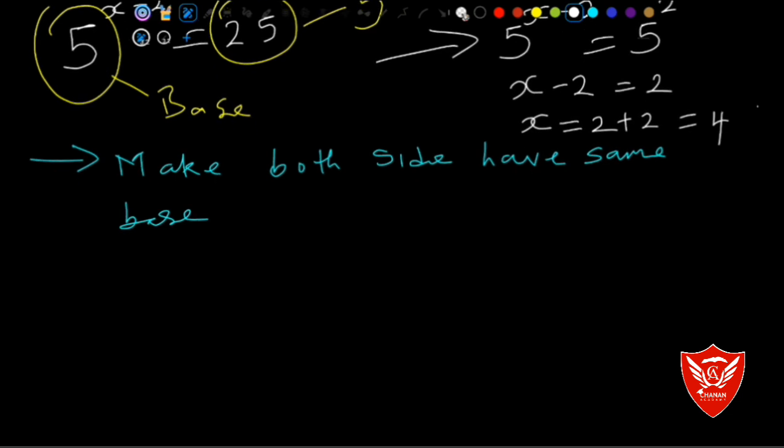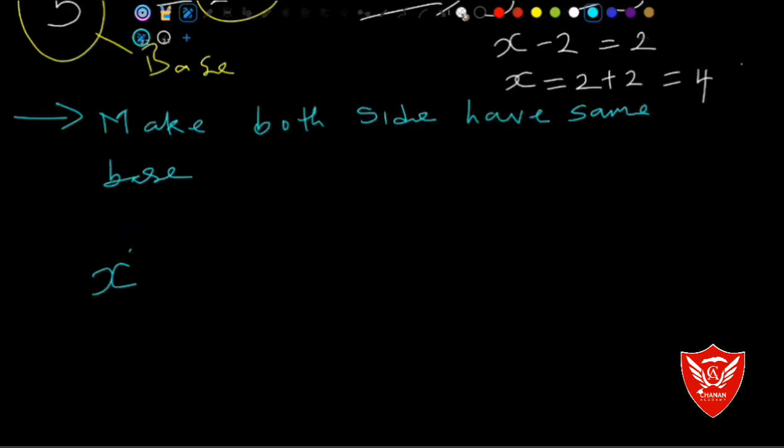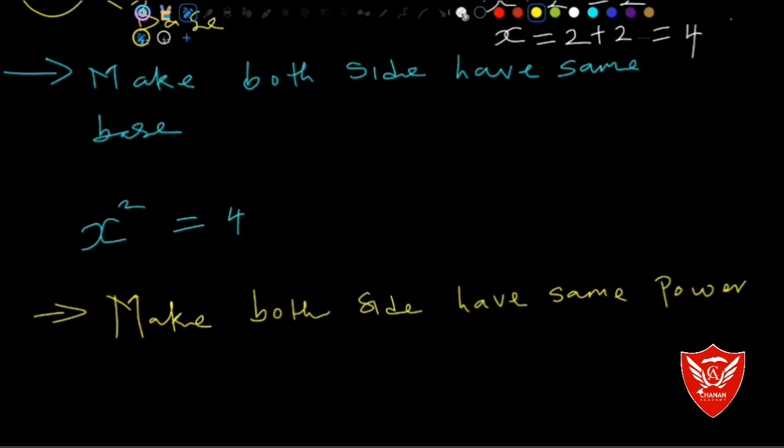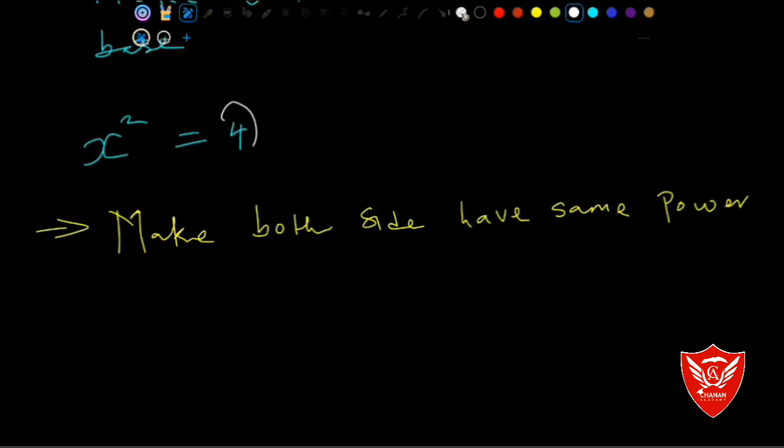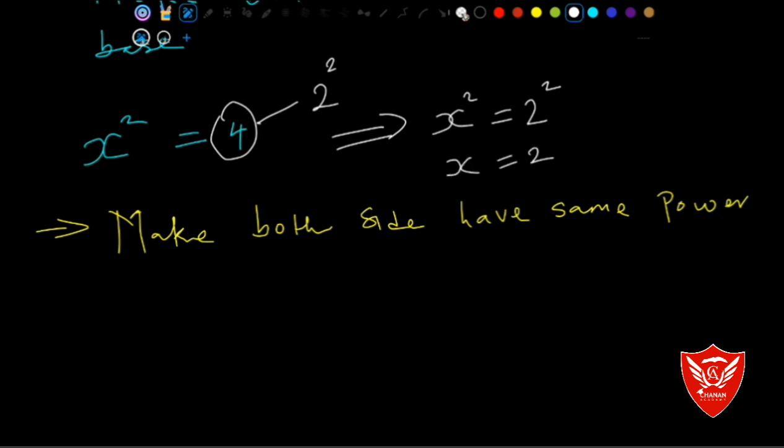How about if we have questions like this? x^2 = 4. Now, if you have x^2 = 4, there's no way you can make x have the same base as 4. So what you need to do is to try to make both sides have equal power. That means 4 can be expressed as 2^2. This will then be x^2 = 2^2. And since the powers are the same, we can equate the base. So x is equal to 2. So that's the second approach we can take.